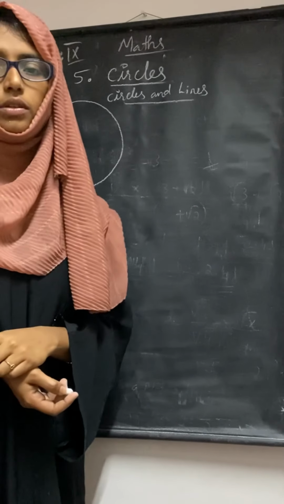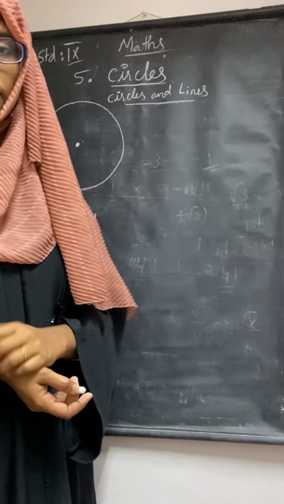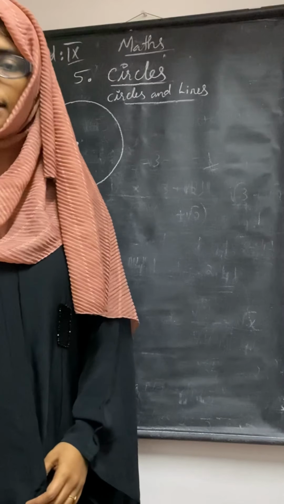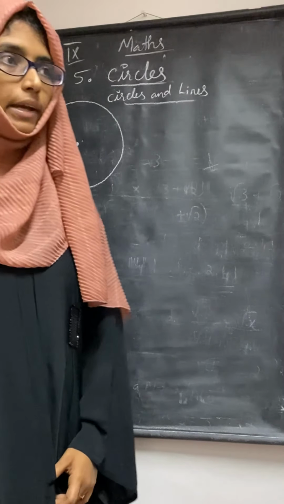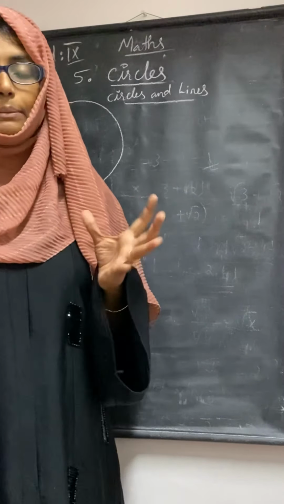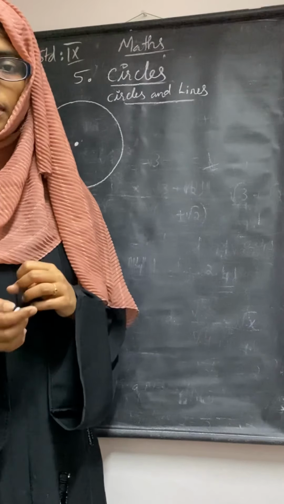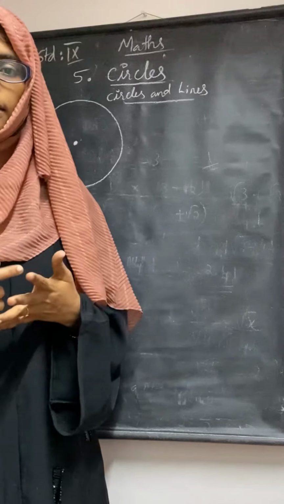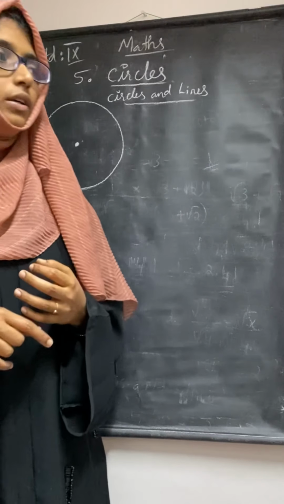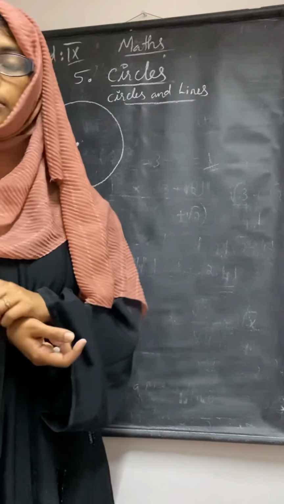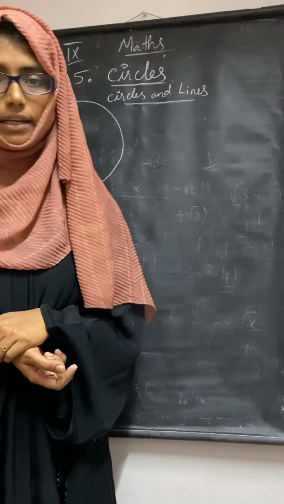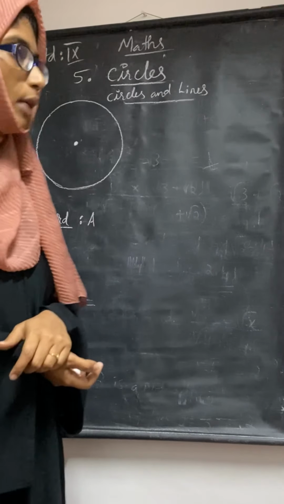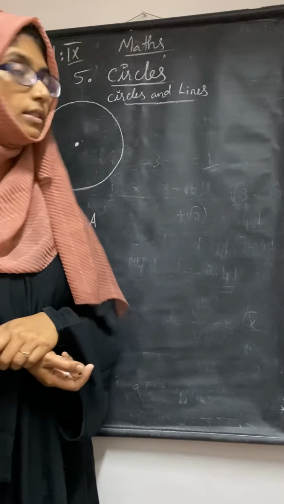Next we'll move on to the new chapter, chapter number 5, circles. When you hear circle, what all comes to your mind? A simple example is a bangle. A bangle is round in shape. A ring is also round in shape. Another example is a vehicle's tire, which is also round in shape. All these round shapes we can call a circle.